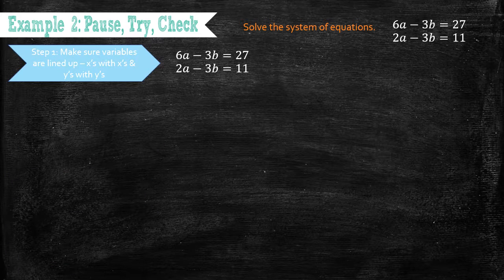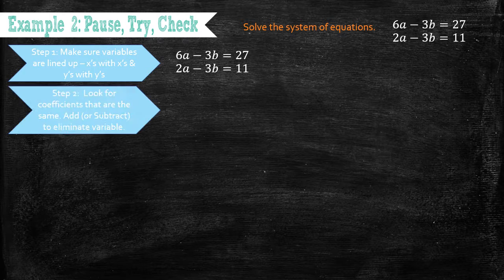We want to make sure our variables are lined up. In this case, I'm not given x's and y's, but whatever variables you're given, you just want to make sure that they're lined up like this, because really all we're doing is adding or subtracting up or down. Step 2 is to look for that coefficient that's the same. So my a's are not the same, but my b's, I have a -3 and a -3. So that number part is the same.